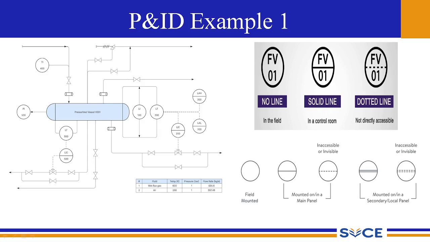So this is the first example of a P&ID diagram, a very simplified version of the pressure vessel P&ID diagram, which contains some relevant information about interpreting the various symbols.